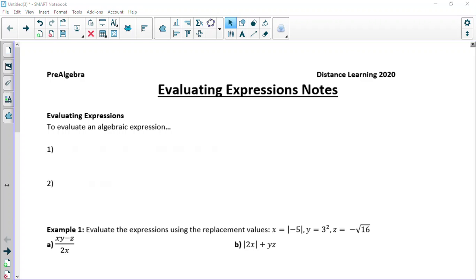Everyone, this week's video is going to just be a review on how we evaluate expressions. This is a topic that we've already covered, and now we're just reviewing because it is an important skill for you to have as we move into Algebra 1 next year.